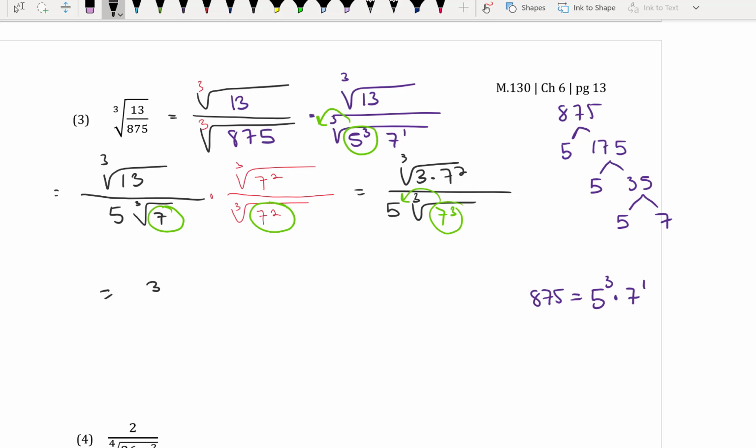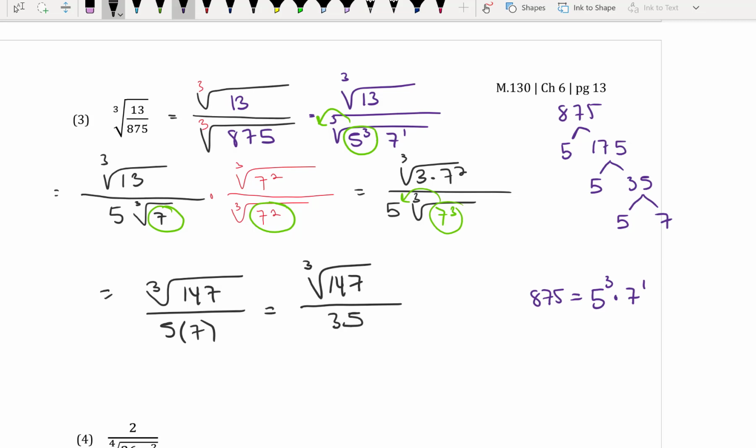So in my numerator, I'm just going to multiply. I have 3 times 7 squared, so that's going to be 147. And down at the bottom, I have 5 times 7. So I have my third root of 147, and 5 times 7, which is 35. And that ends up becoming my final answer.